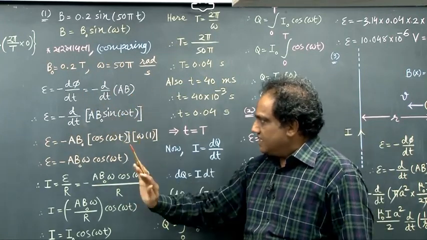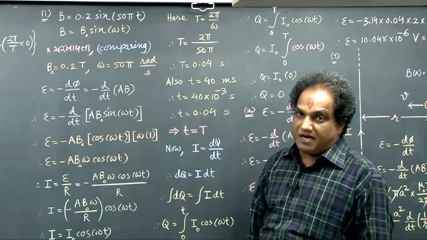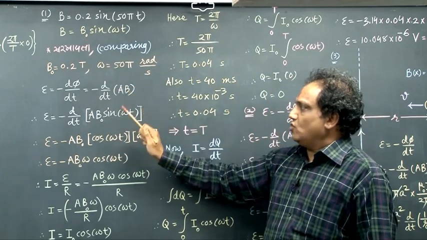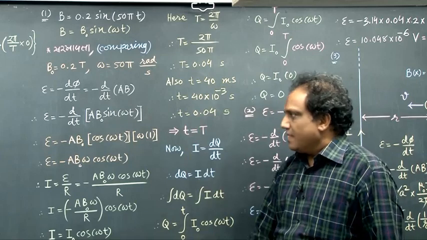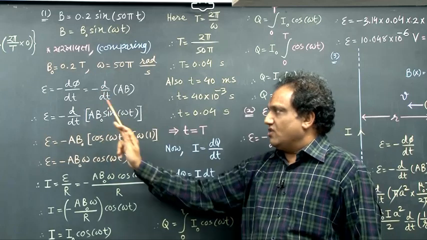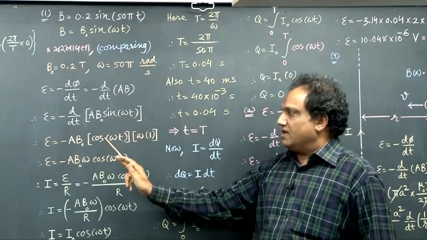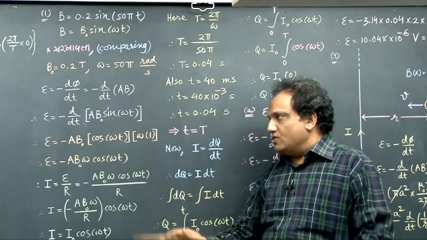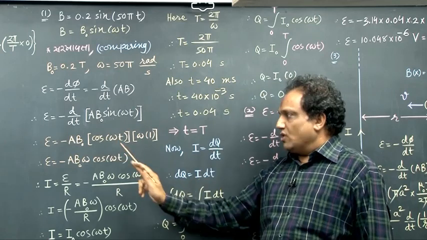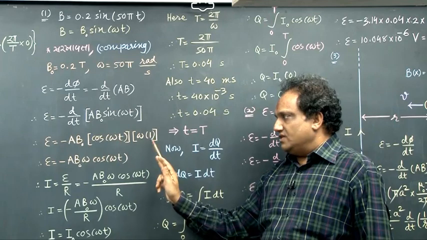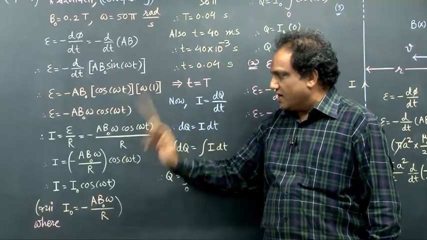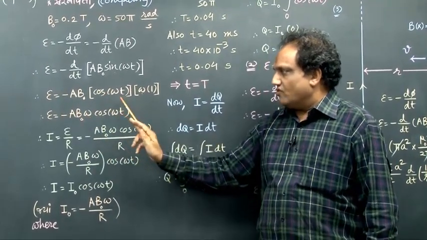Now minus d by dt as it is, A as it is. What about the formula of B right now? It is B equals B0 sine of omega t. But because A into B0 is constant, I can take it out. And now the derivative of sine, remember, is cos. That's why I have written cos of omega t. And now again you have to take the derivative of the inside part, which is omega. Why? Because omega is constant, d by dt of t is 1. Now it is minus A B0 omega cos of omega t.